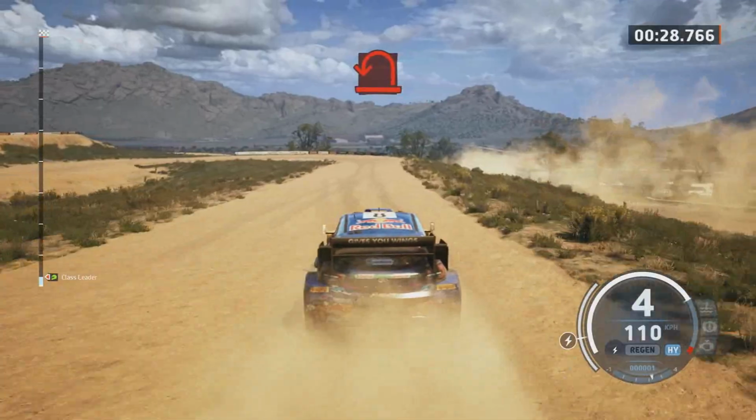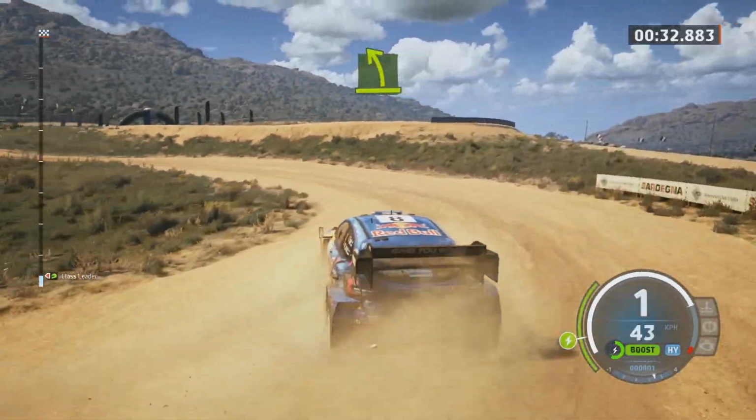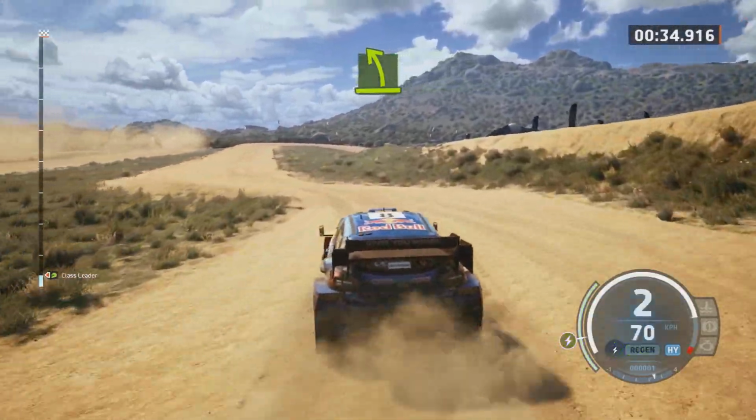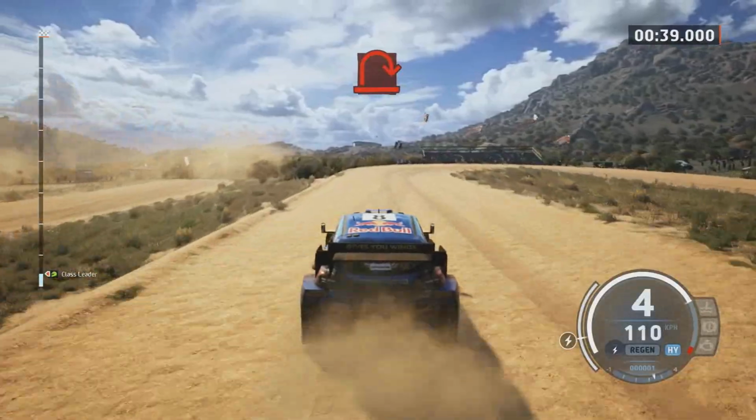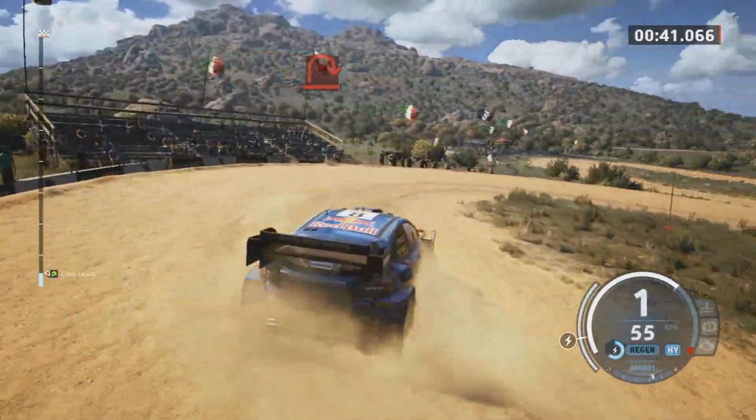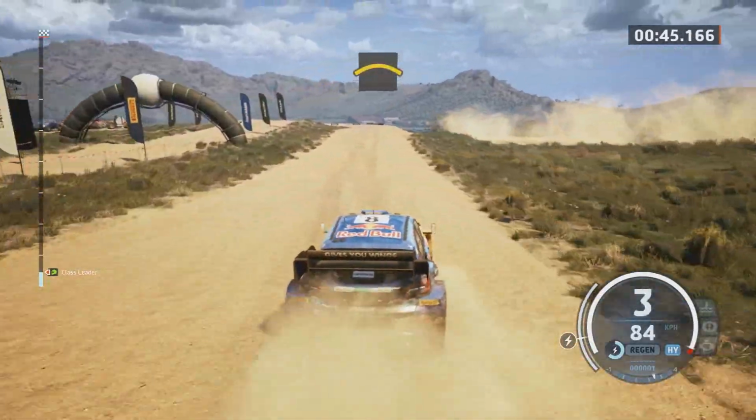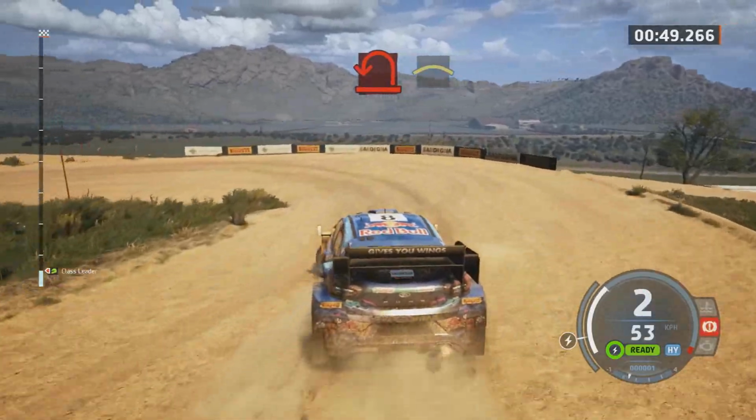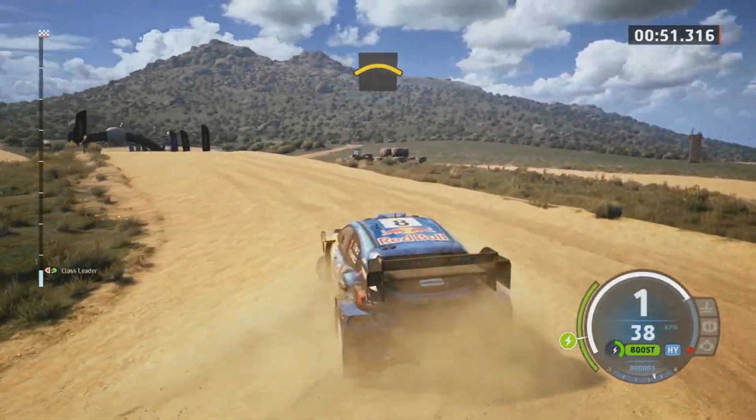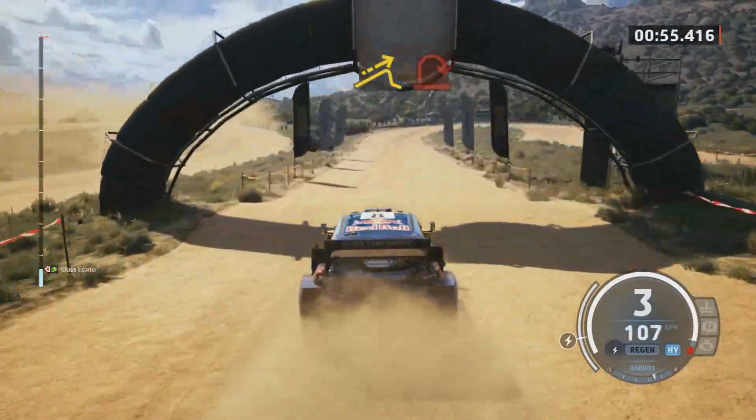Open hairpin left. Easy left over bump. Hairpin right. Crest. Hairpin left. Crest. Jump. Hairpin right.